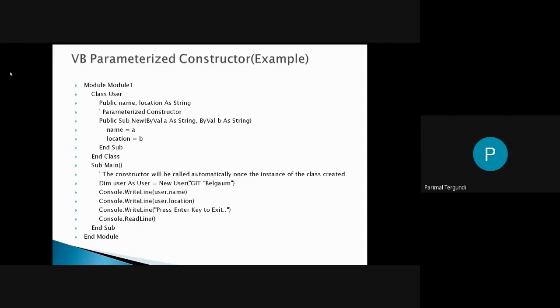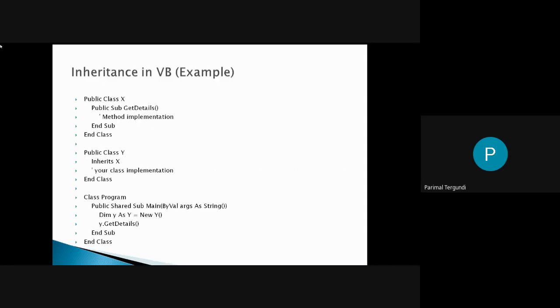Okay, so that's about VB parameterized constructor, where it's possible now. You can see that the constructor has parameters. Earlier, the book says that it was not possible. Then inheritance in VB, you can see that public class Y inherits X. Okay, so that's about the good part.